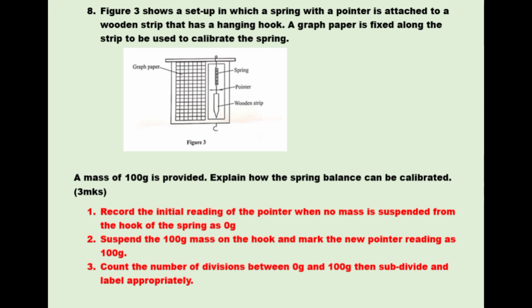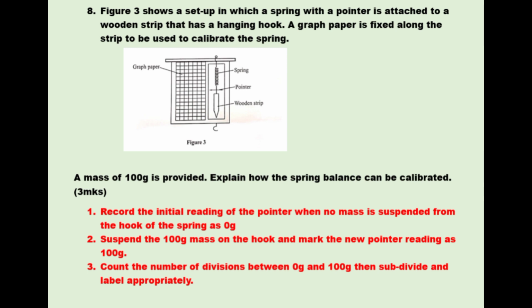So you have the initial reading 0 gram, the point where there is no mass hanged. You have the new reading 100 gram, the new pointer reading when it's carrying 100 gram. Step 3. Count the number of divisions between 0 and 100 gram, then subdivide and label accordingly. You subdivide the scale now into appropriate values.